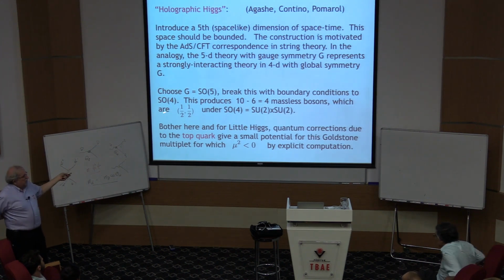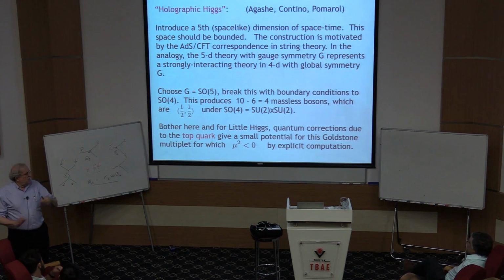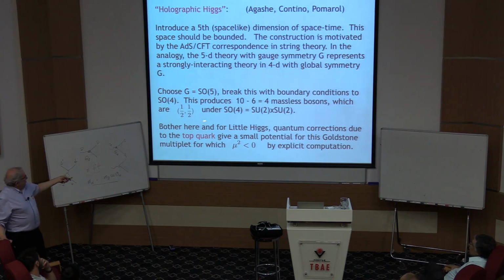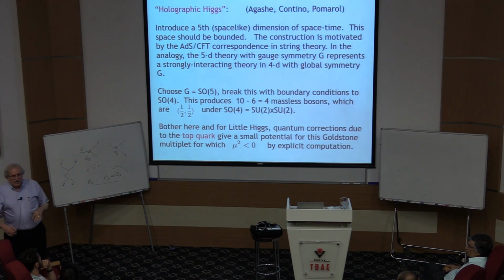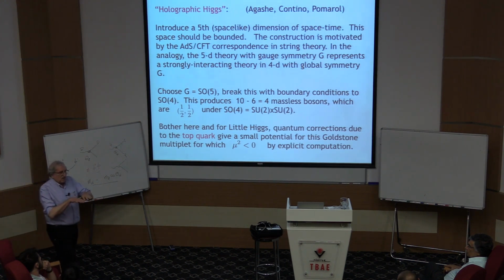And again, the SO4 is SU2 cross SU2. And these 4 bosons turn out to be in a half, which again is the correct representation to be the Higgs boson of the Standard Model. And then in both of these setups, in holographic Higgs and in little Higgs, it turns out that the Higgses are basically Goldstone bosons.